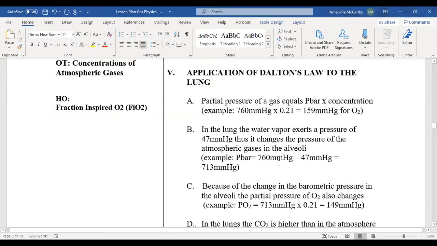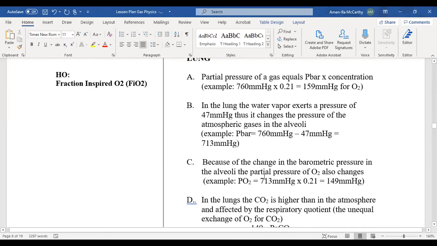And when we apply it to the lung, we say, okay, we want to get rid of the water vapor. So we take the 760 minus 47 of water vapor, and now we have a new pressure of 713. That's a new pressure, okay? And then we take that new pressure and multiply it by the FiO2, and that gives us 149, right? That's what we keep getting when we do it, right?